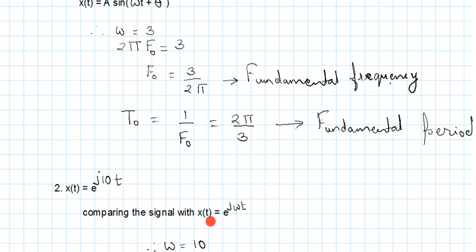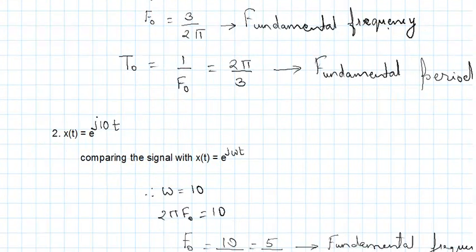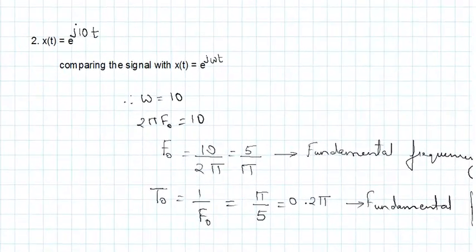So here I compare the standard representation with the given signal. So I easily come to know that omega has a value of 10. So with omega 10, I'll now calculate the fundamental period and fundamental frequency of the signal. With omega equal to 10, I get omega expressed as 2 pi f naught is equal to 10. F naught turns out to be 5 by pi. So the fundamental frequency of the given signal is 5 by pi.